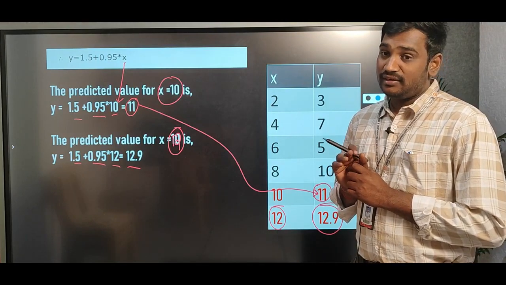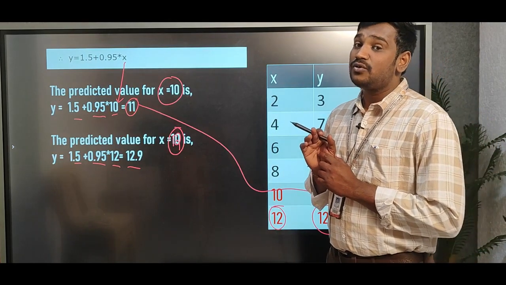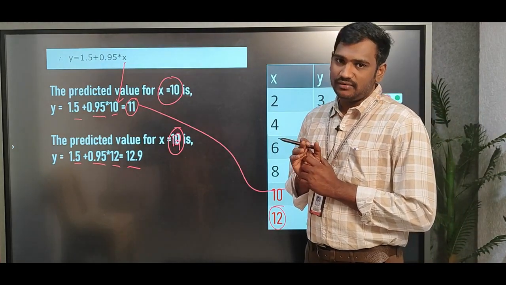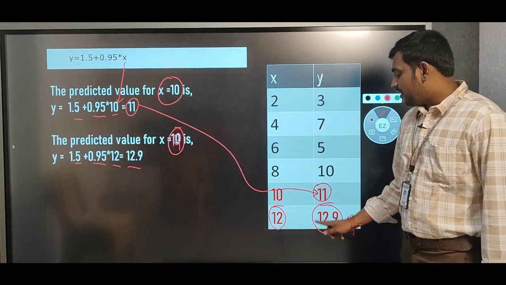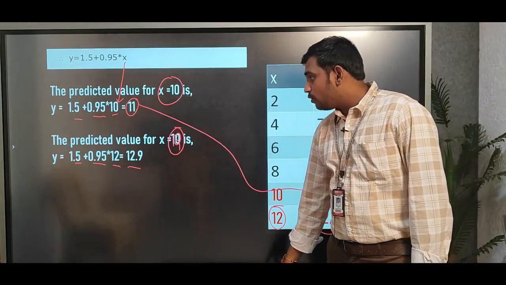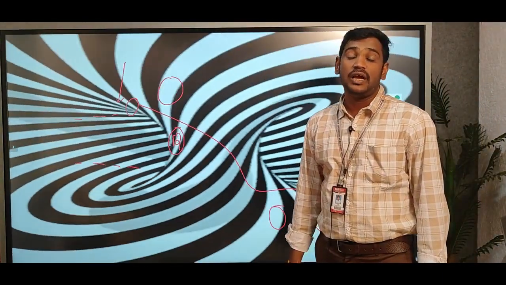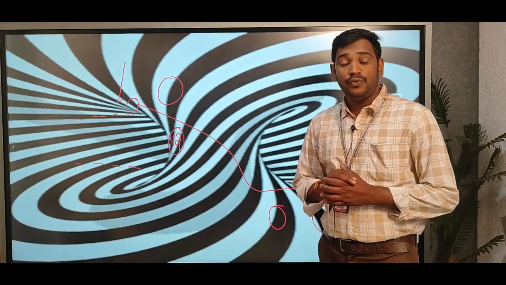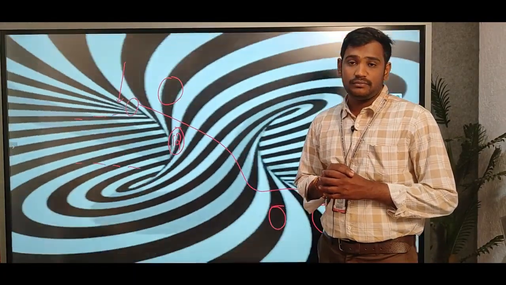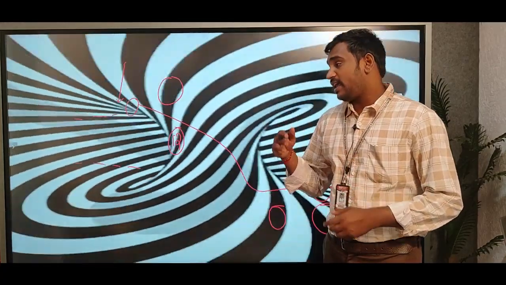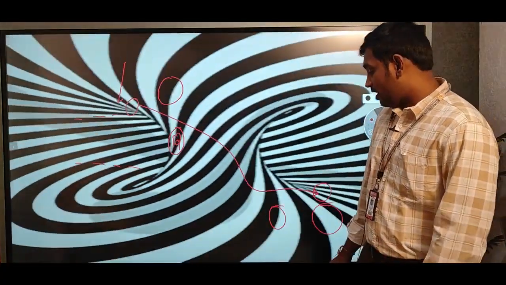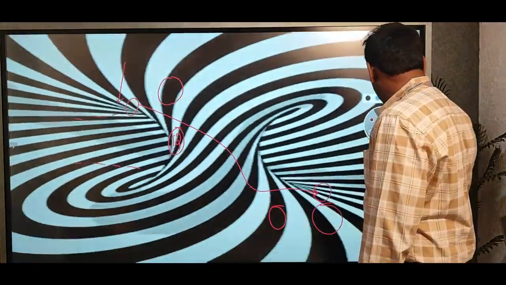One thing: linear regression is used to predict the future by using existing data. Here I predicted the value for 10 and the value for 12. I predicted the future value by using linear regression. Next, the second one I am going to explain today, one more thing I am going to explain, that is the K-means clustering algorithm.